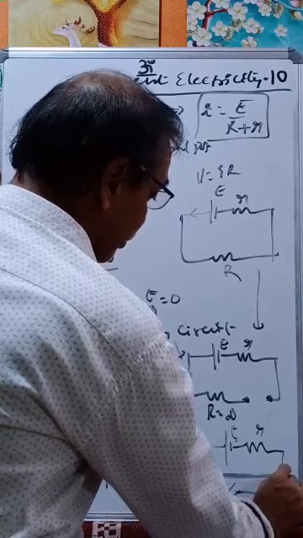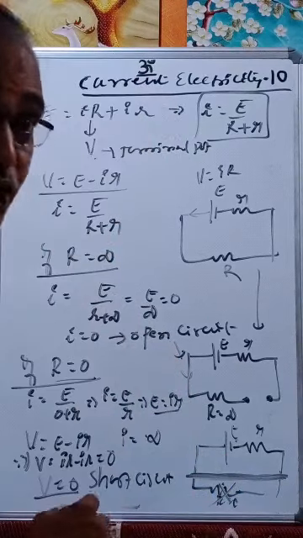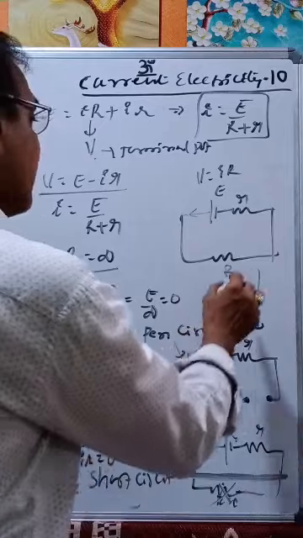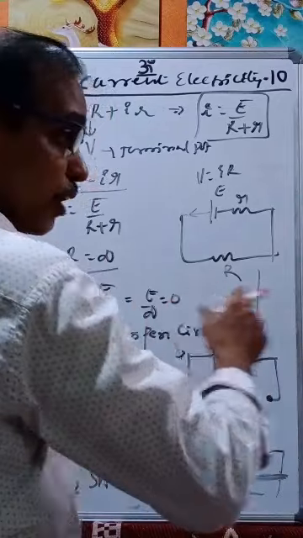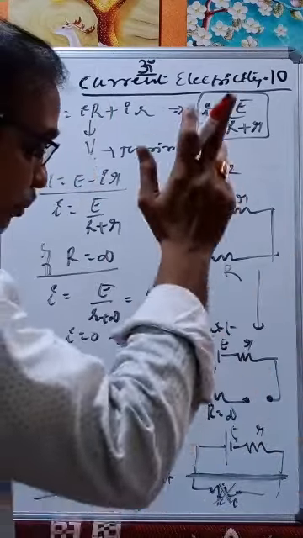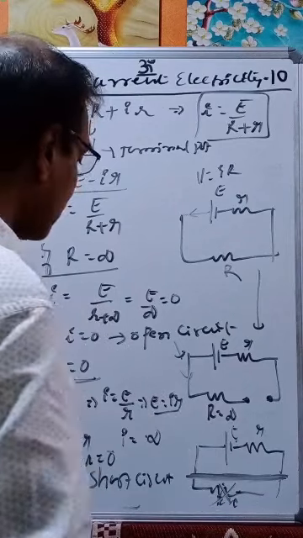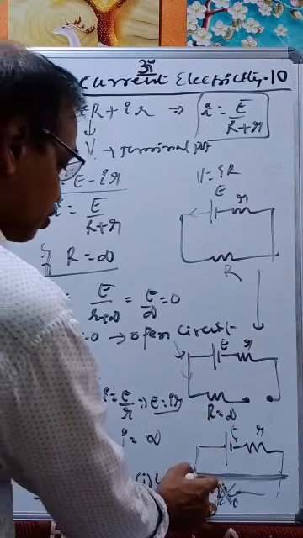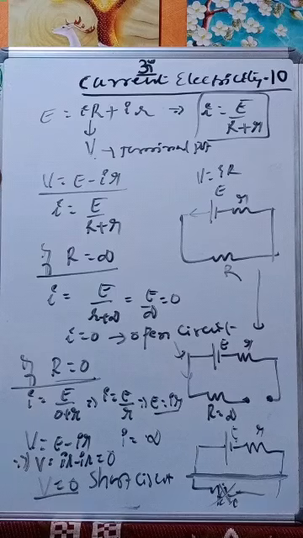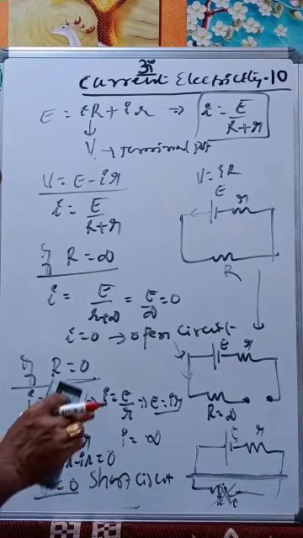Short means joining the two terminals, and open means just opening the circuit. If you break the circuit, that is called an open circuit, and if you join the terminals, it is called a short circuit. This is something about open circuits and short circuits.